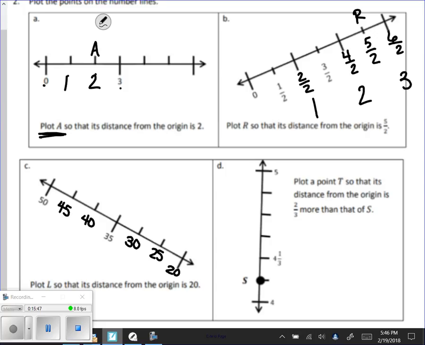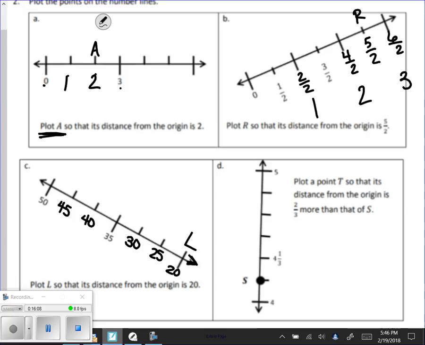So then plot L so that its distance from the origin is 20. So then the origin would be way back at 0 where I can't see it. But it doesn't matter because I've got my little arrow right here, which means it's going to keep going. So plot L so its distance from the origin is 20. That means right there.